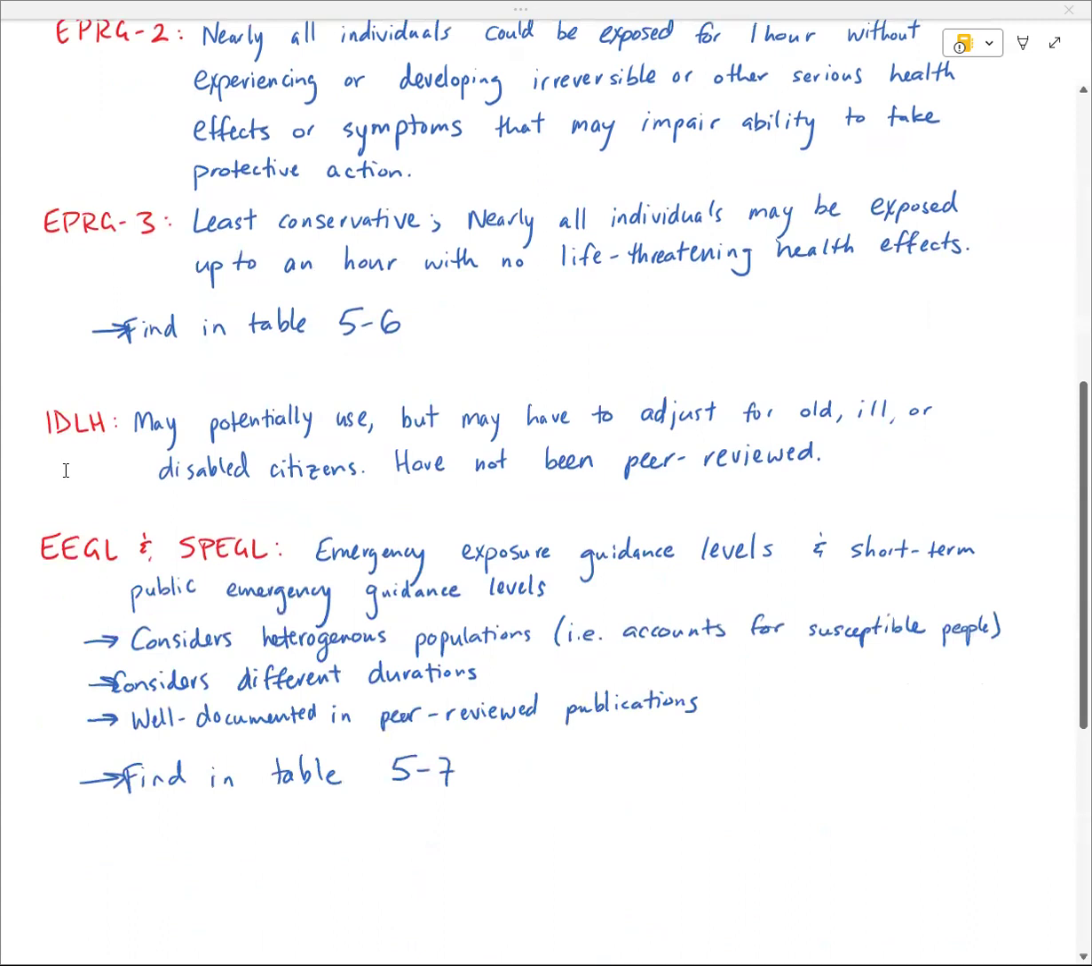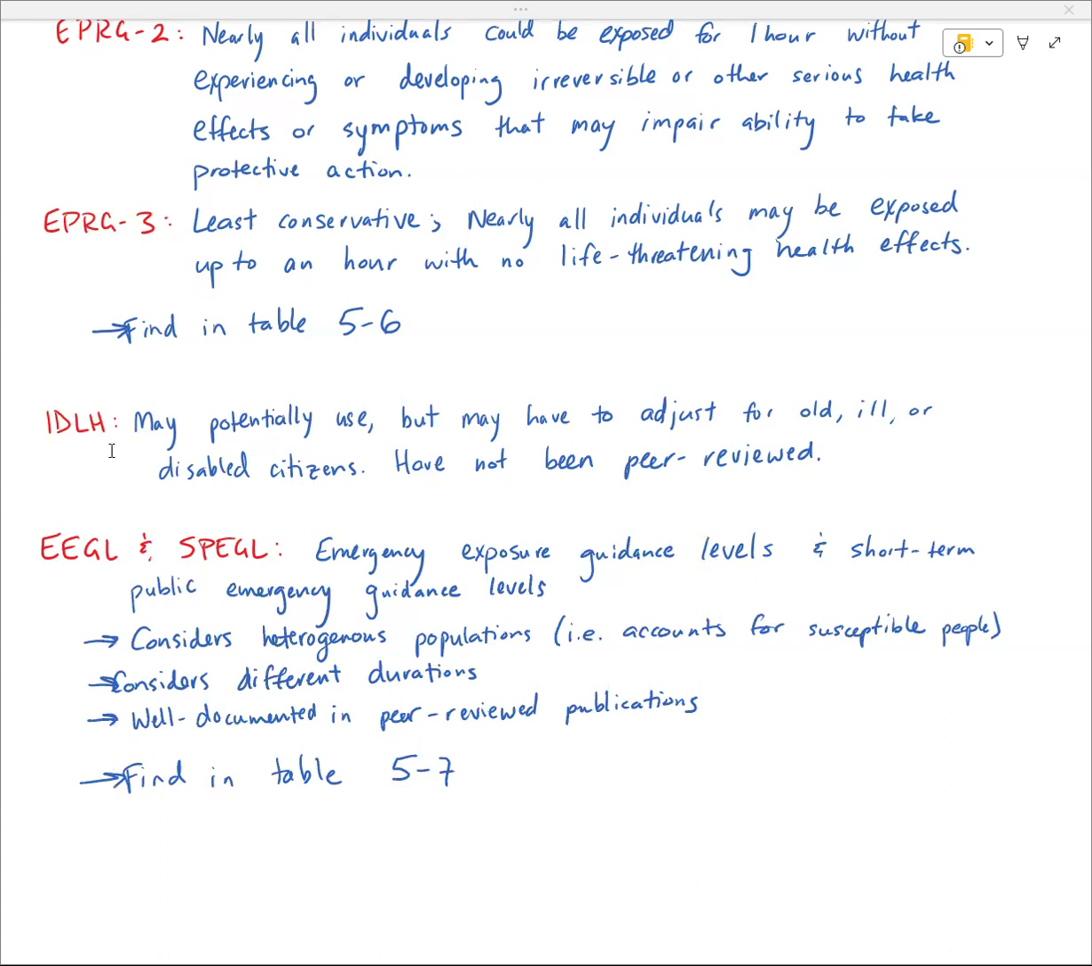Another one that you might think of is IDLH, the immediately dangerous to life and health. This one honestly makes a lot of sense just from how it sounds. But we have to remember that people who work in a chemical plant are generally healthy. They're in good physical shape. They don't have any illnesses or anything like that. In contrast, the general public is going to have some people who are potentially older, maybe some people who are ill or disabled, or maybe children or elderly people. So there's a more heterogeneous population, and therefore IDLH may not be conservative enough.